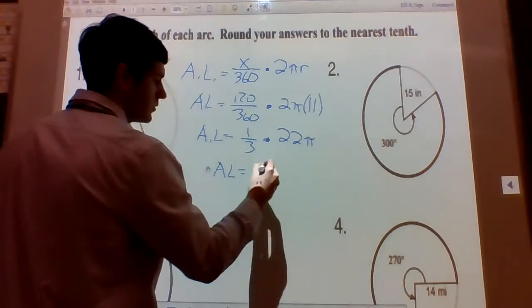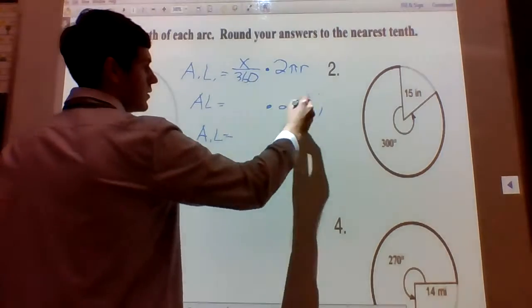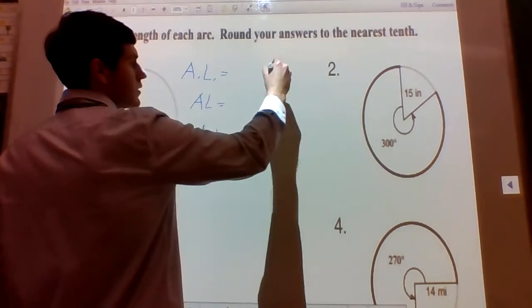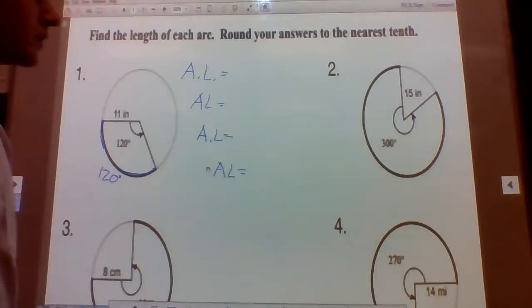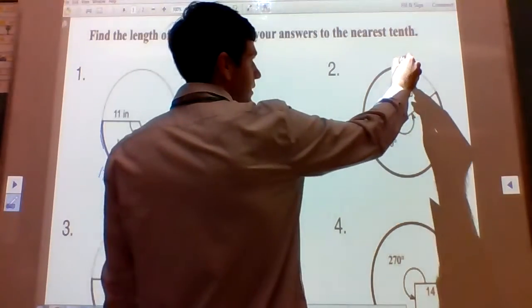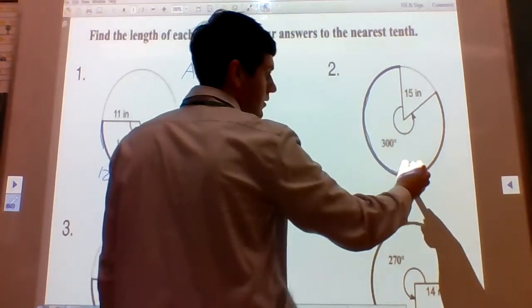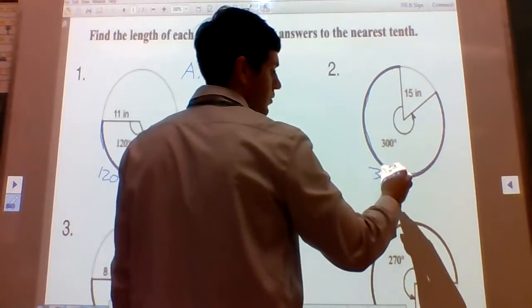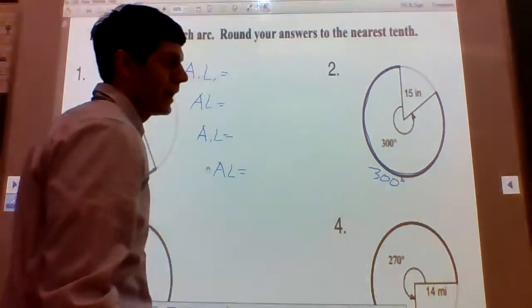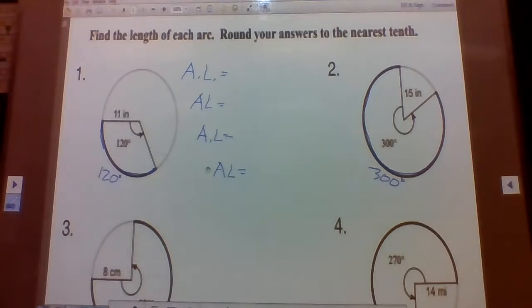Let me erase this. Okay, number 2. We're looking at this arc right here. It says 300 degrees, so we're looking not at the entire circumference, but 300 degrees of it. So 300 out of 360 will give us the fraction of how much of the circle, how much of the circumference, we're looking at. And then we want to multiply by the entire circumference.